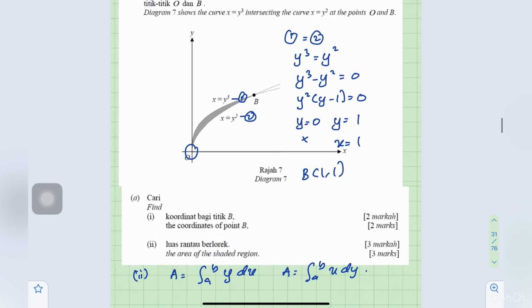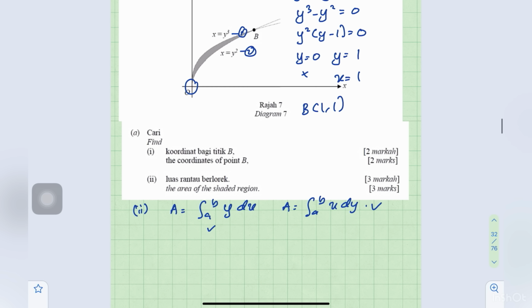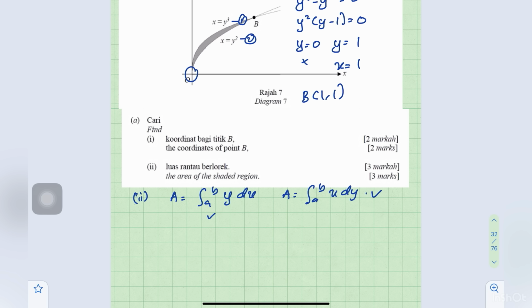Okay, so if you choose the first one, nanti you kena jadikan Y subject. Bila you jadikan Y subject, nanti akan ada power of half, power of 1 over 3. So, lebih senang kalau kita guna the second formula. For the second formula, if dy, meaning that A and B are values of y. Okay, so nak cari area.